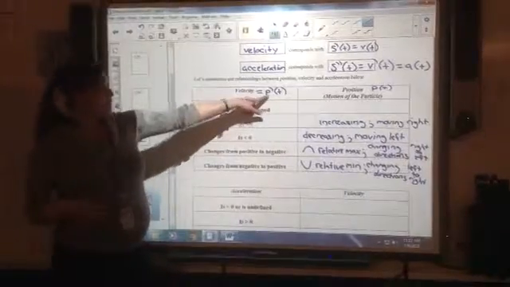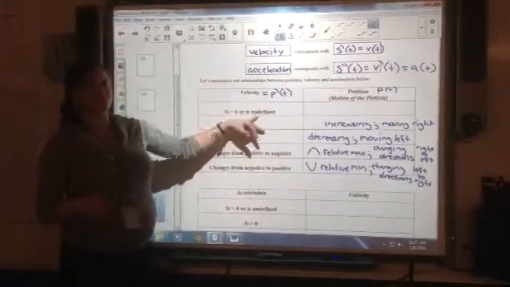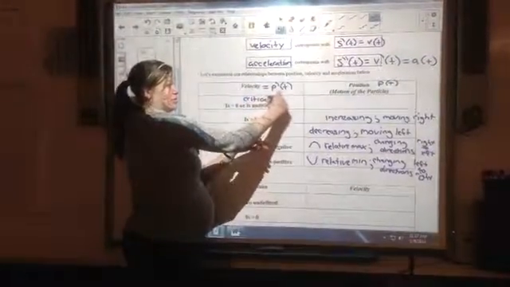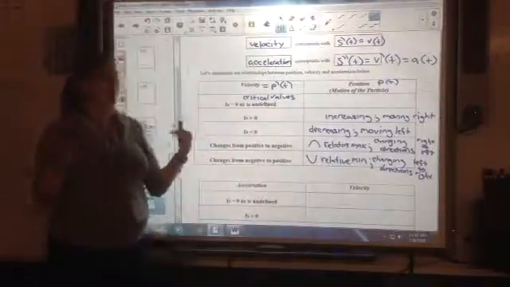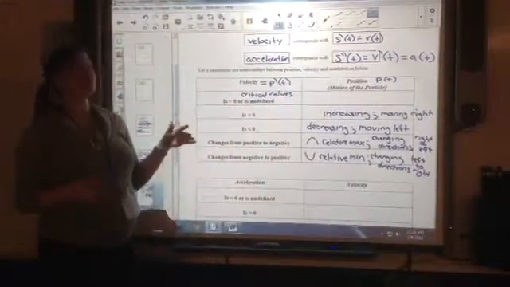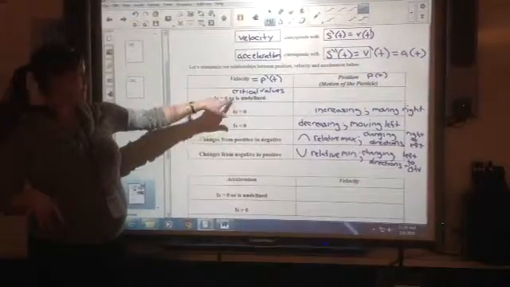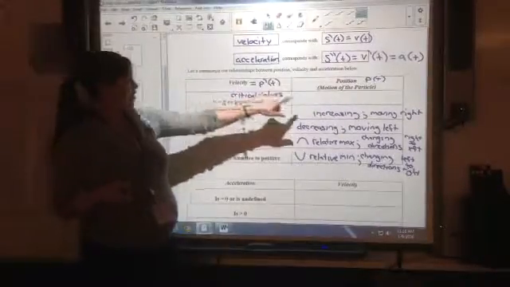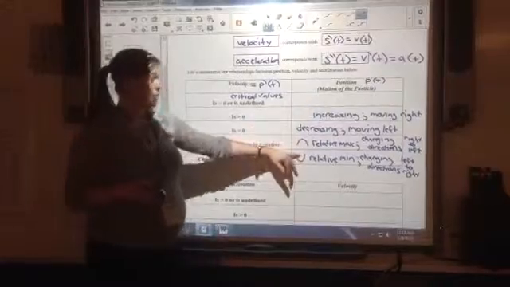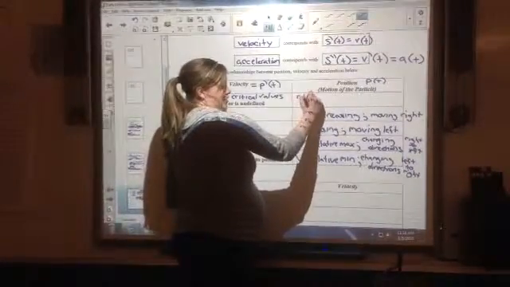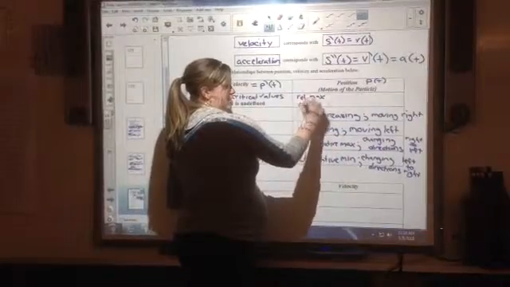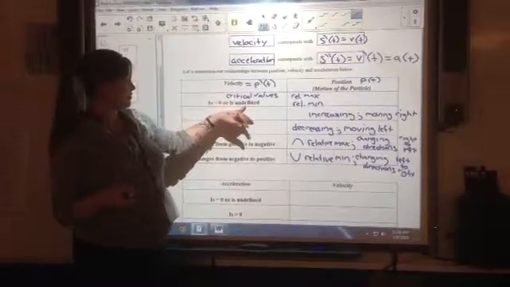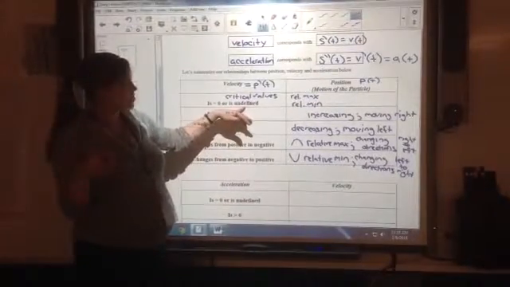Which means p prime of t, where velocity is equal to 0 or undefined, these are the critical values. They're the ones we put in our chart when we're seeing whether the original function, the position function, is going to be increasing, decreasing, max, mins. If I've got p prime equal to 0 or undefined, these are my critical values of p of t, which means the particle is possibly at a relative max, could be a relative min. Here, this could be an undefined part for p prime of t. It still could be a cusp or a sharp turn, that's okay.